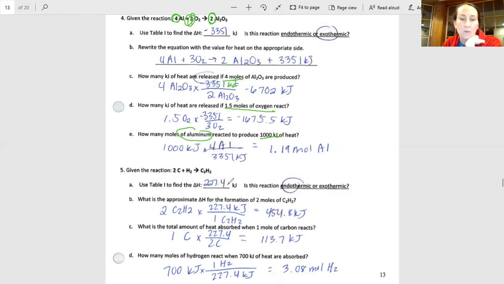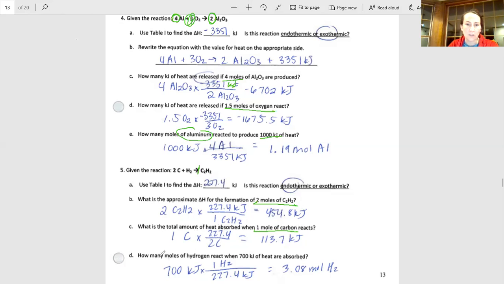All right, number 5, same thing, use table I. I got 227.4. It's positive, so it's endothermic. 2 moles of C2H2 will be your starting. If you look in the reaction, there's only 1, so that's where I got the 1. And then the 227.4 goes on top and multiply. Letter C, what's the total amount of heat absorbed when 1 mole of carbon reacts? Starting value here, 1 carbon, 2 carbons on the bottom, 227.4 up top, and then multiply 5 by 2.